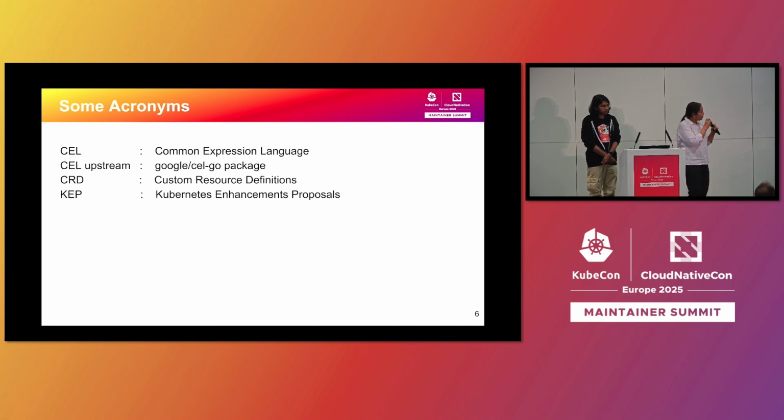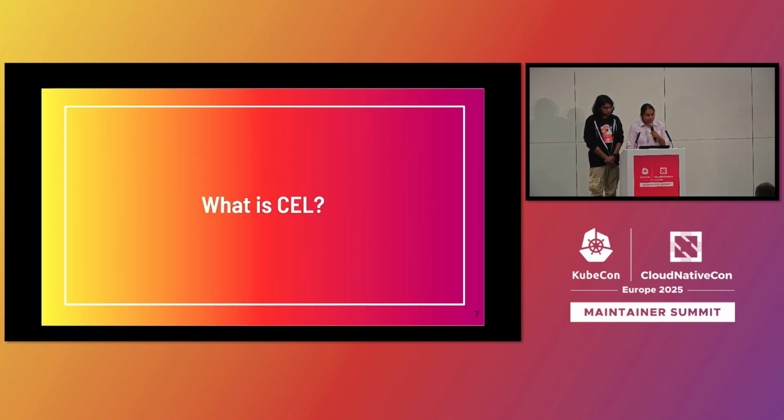Before we get started, there are some acronyms we are going to use a lot during the slides. Other than CEL, CRD and KEP, which have their full forms written in front of them: when we talk about CEL upstream, we mean the Google cel-go package, or the Google cel-go repository. If there is anything else you find during the slides that is not covered in the acronyms, you can let us know. We'll make sure we record them in the handout notes, or we can discuss them.